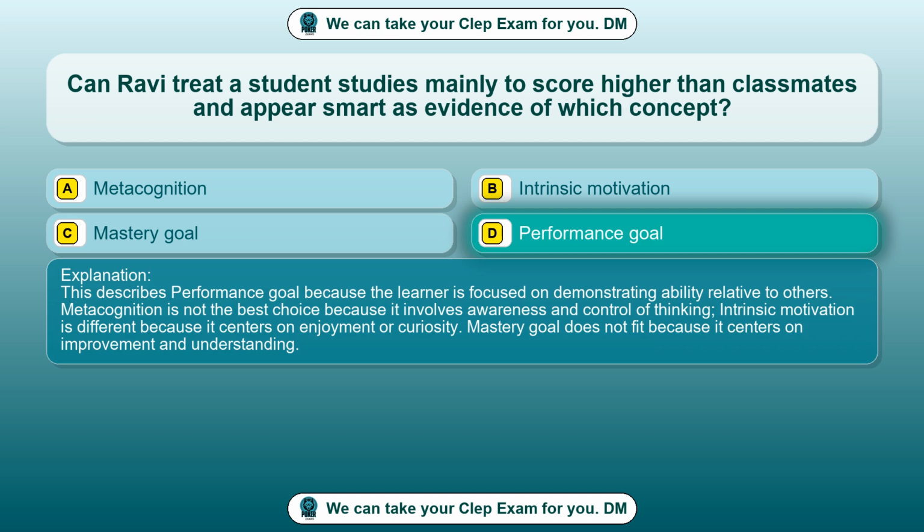This describes performance goal because the learner is focused on demonstrating ability relative to others. Metacognition is not the best choice because it involves awareness and control of thinking. Intrinsic motivation is different because it centers on enjoyment or curiosity. Mastery goal does not fit because it centers on improvement and understanding.